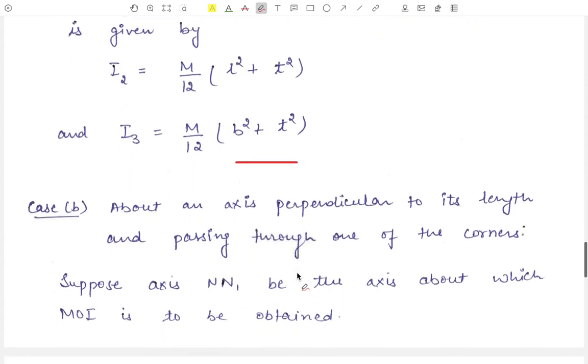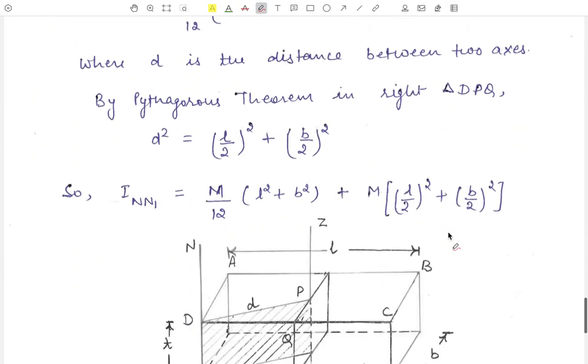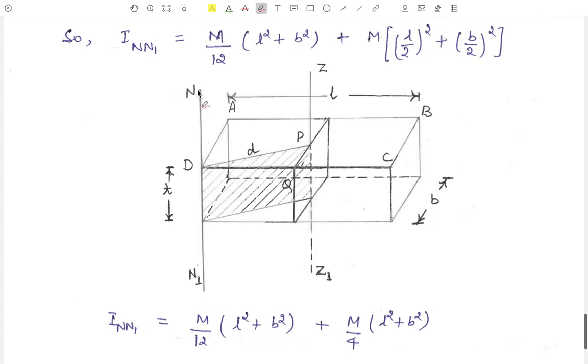Okay. Now a second case is to find the moment of inertia of the same rectangular bar about an axis perpendicular to its length, the same thing but passing through one of its corners, like this. Here, let n1 be the required axis that is perpendicular to the length side and passing through one of the corners of the bar. Now again this n1 is parallel to this z1 axis about which we just calculated the moment of inertia. Now the distance between these two axes is given by this small d.